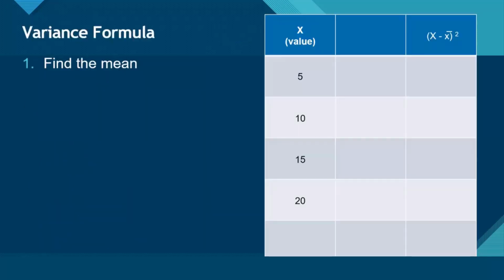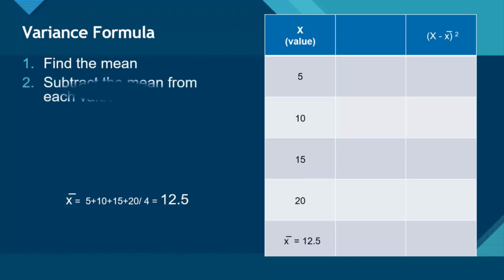For example, let's say we have x. Remember, x is the observation. So we have 5, 10, 15, and 20. Before we can get a variance, we have to get the mean. You know the formula to get the mean: all we have to do is sigma x over n. So we get x bar, which is simply 5 plus 10 plus 15 plus 20 divided by 4. So x bar, the population mean, is 12.5.